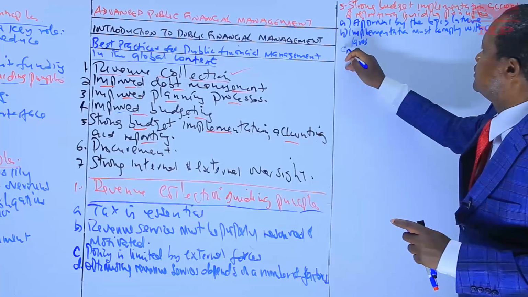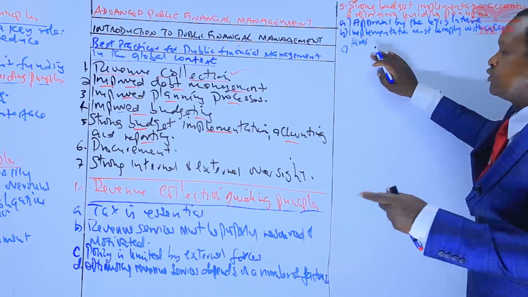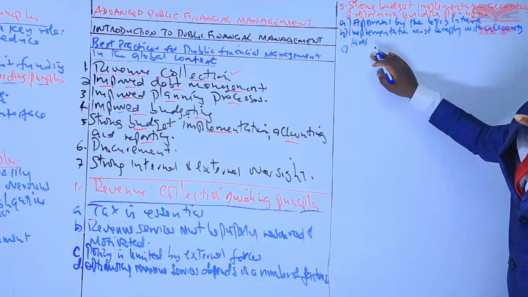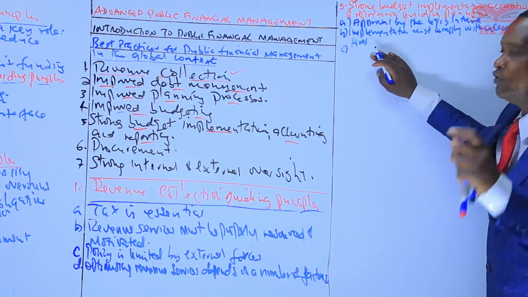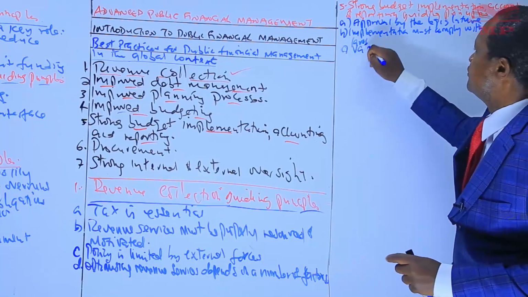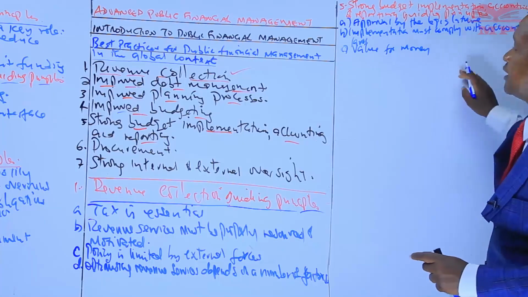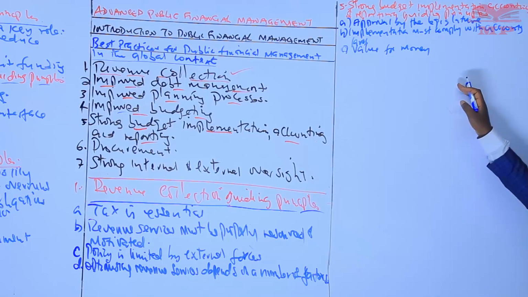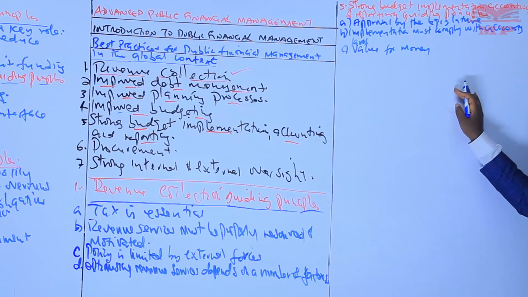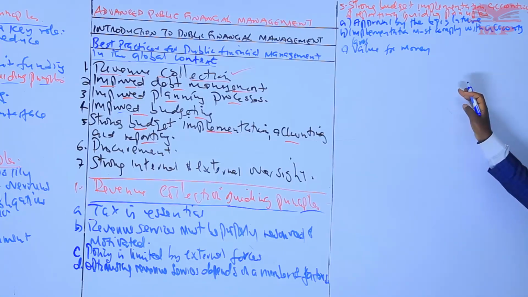C, implementation should ensure good performance and value for money. Implementation should do what? It should ensure good performance and value for money in government operations, and should cut government costs and wastage.